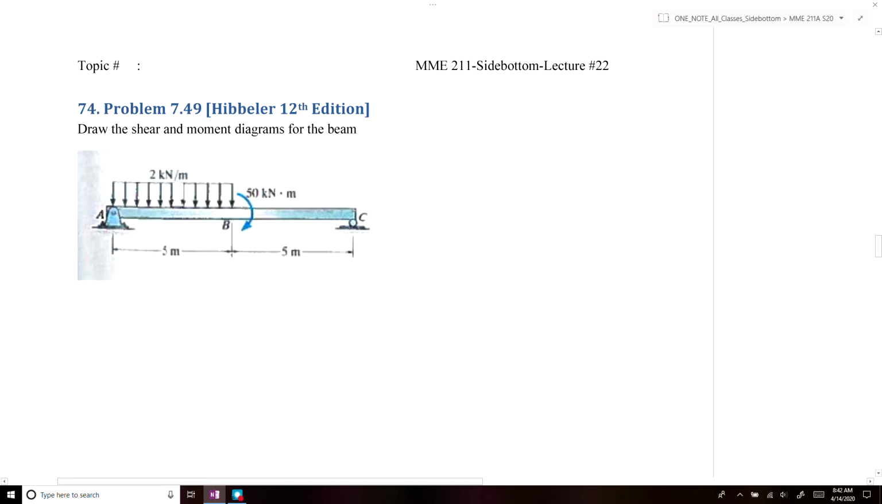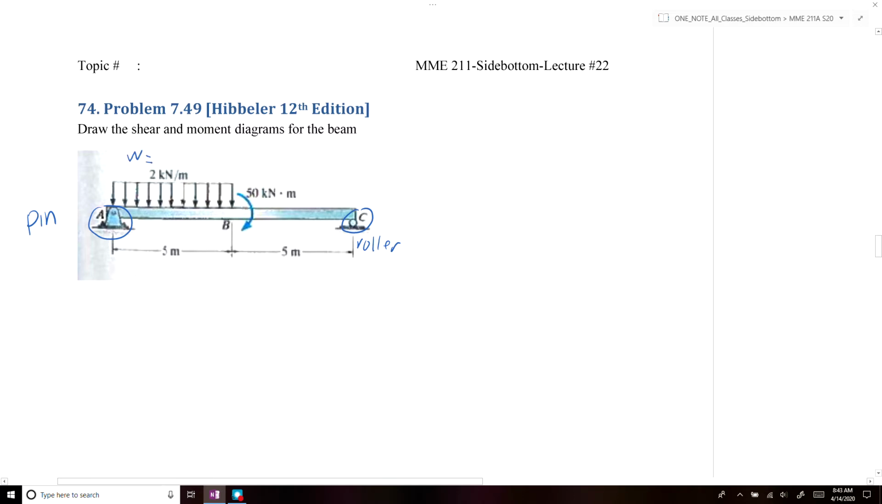So in this problem we have a beam that goes from point A to point C, and along this beam at point A we have a pin joint, alright, and at point C we have a roller. Alright, and then from point A to point B we have a distributed load.